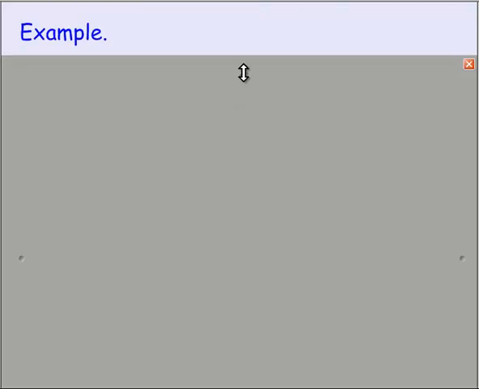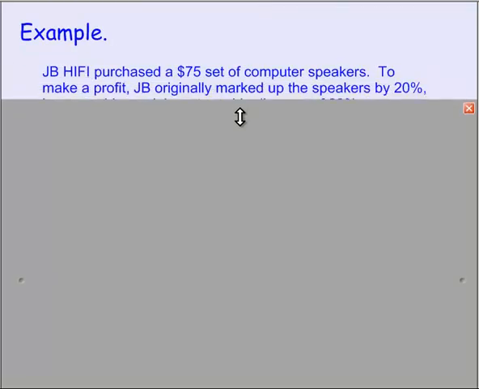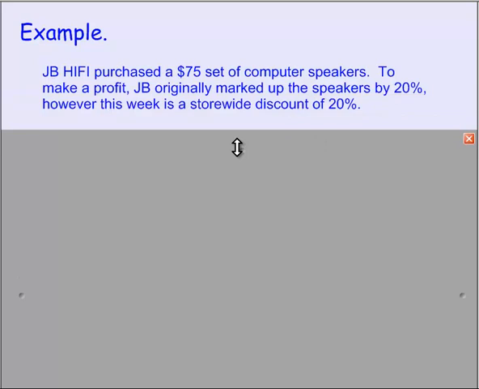In this more complicated example, you're going to be asked to deal with repeated percentage discounts or percentage change, so either a discount or a markup. So here JB buys a set of computer speakers for $75. When shops buy items, they need to put a markup on it so they can actually make profit. And so JB here, they mark up everything they buy by 20%. But then JB have this store-wide discount of 20%.